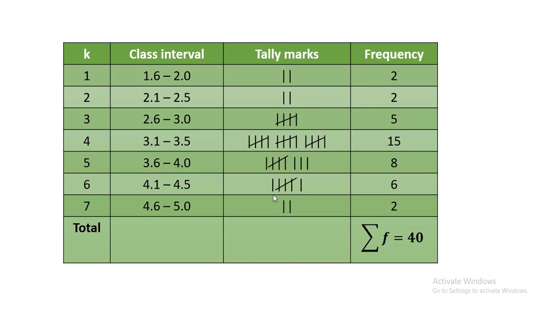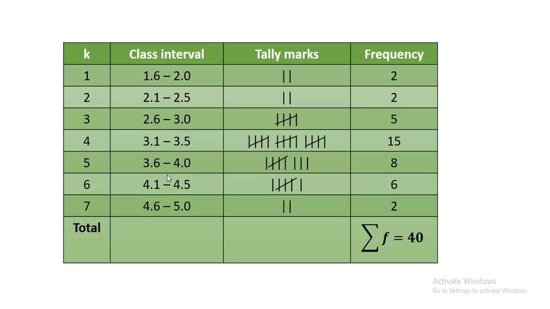Now this column is up to you. If you're comfortable using tally marks, you can use this column. You can just mark it and then write the corresponding frequencies, or you can directly write down the frequency. This is completely up to you. Then for 3.1 to 3.5, the number of tally marks is 15. See, 1 2 3 4 5 6 7 8 9 10 11 12 13 14 15. So the frequency is 15.